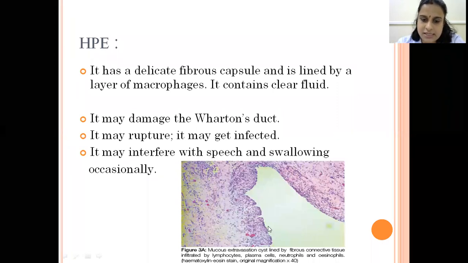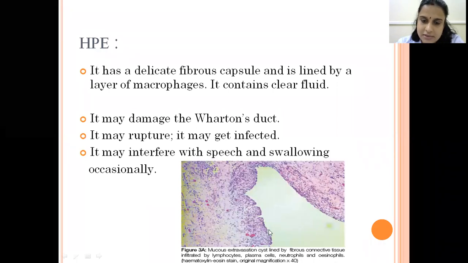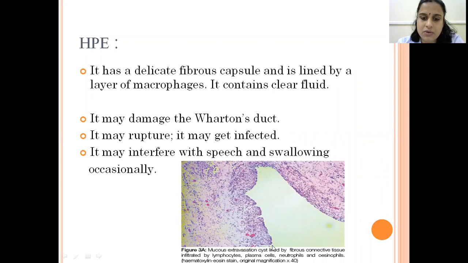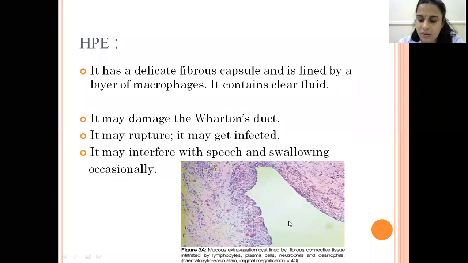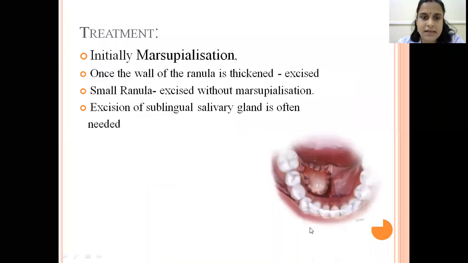This is the mucous extravasation cyst lined by fibrous connective tissue, a fibrous capsule, and a layer of macrophages. Also lymphocytes, plasma cells, and eosinophils. And the cyst contains clear fluid or saliva. So what is the treatment?